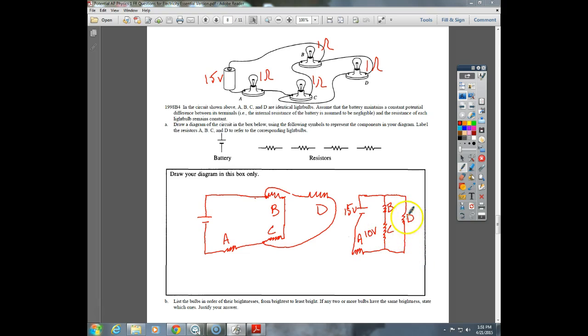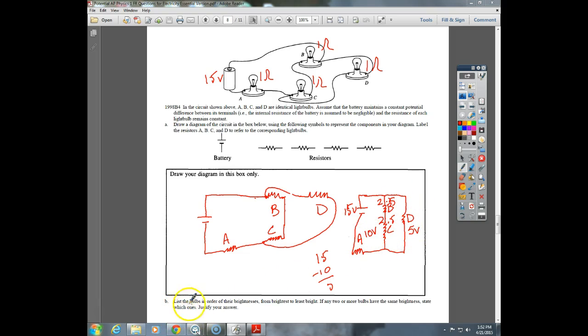In order to find out what voltage is going through each one of these branches, remember you just take 15 minus 10, and that would leave 5. So D definitely gets 5 volts, but then B and C need to add up to 5. So we're just going to call these 2.5 and 2.5. So now we have voltages for each one, and we know the current in each one is 1.